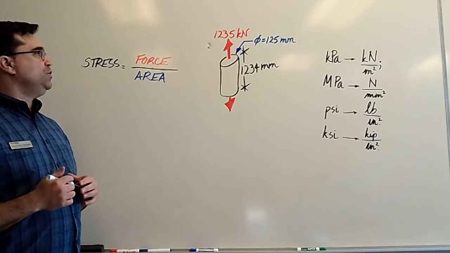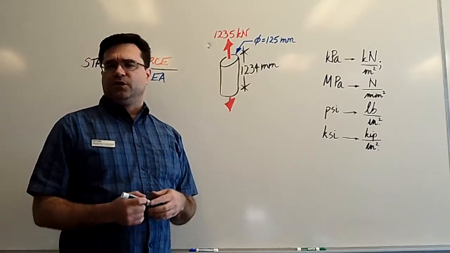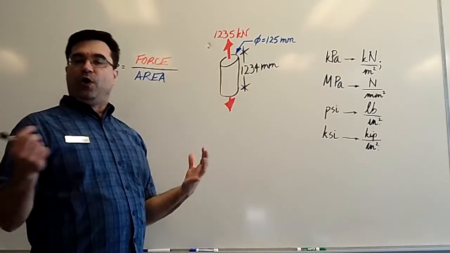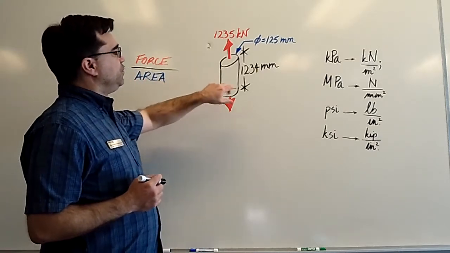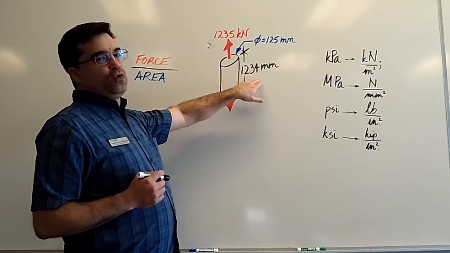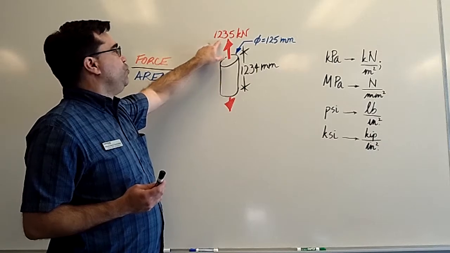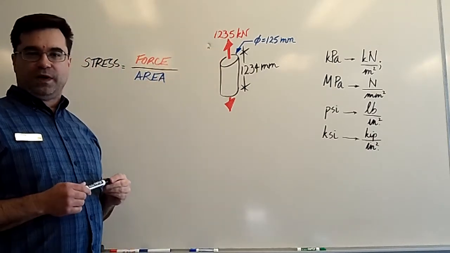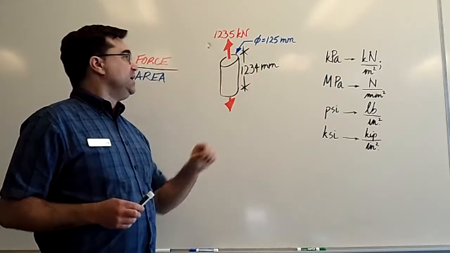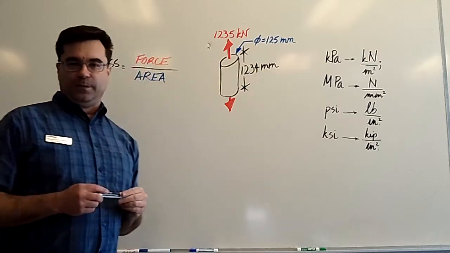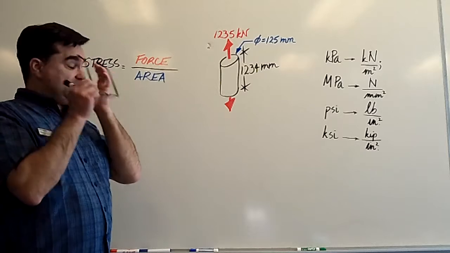Let's practice it. We're going to use an example we have here. We have some kind of a cylinder. We can pretend it's a concrete cylinder or a steel cylinder. I've made up all the properties, the applied forces, and so on. This cylinder measures in length 1,234 millimeters. We have a tensile force of 1,235 kilonewtons applied to it. We're using metric units. And we assume that the diameter of that face is 125 millimeters. So let's figure out what the stress is that's been applied to this cylinder.